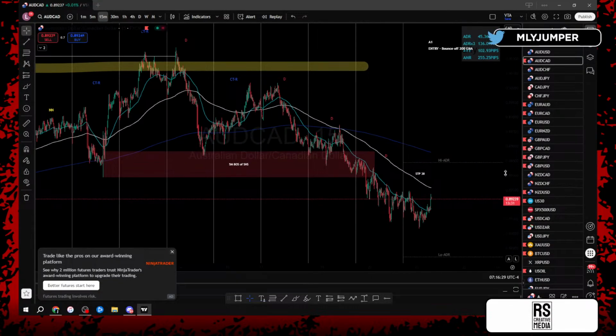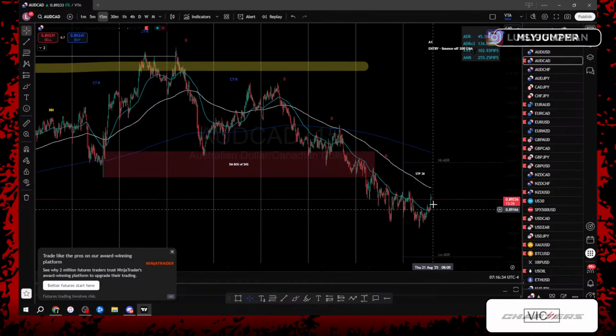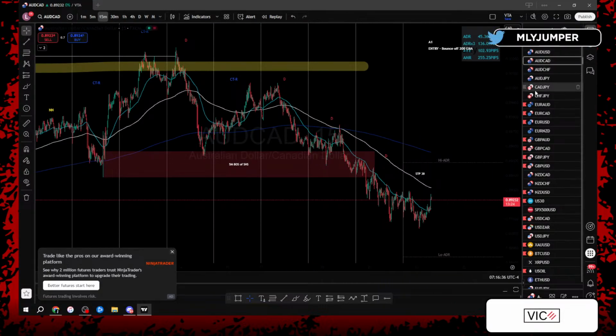AUD CAD, same thing. 3 days of drop. After 3 days of drop, we're expecting the price to move sideways or go up. So ACAD, I'm not gonna trade it.